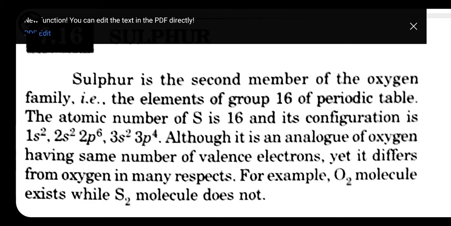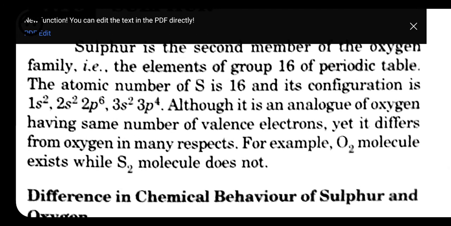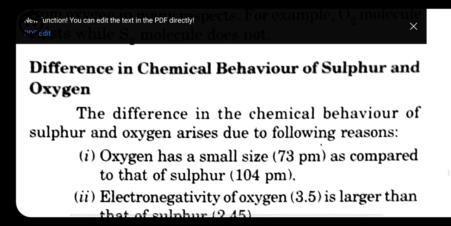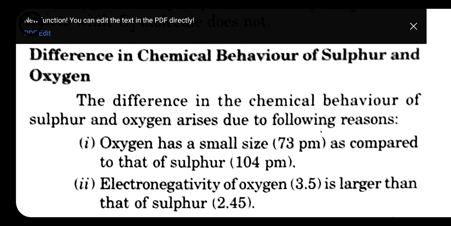Oxygen exists in the diatomic form, whereas sulfur does not exist in the diatomic form. It exists in octaatomic form, that is S8. Here we have some differences given between sulfur and oxygen. Oxygen has a small size as compared to that of sulfur. Because of that only they show different properties.